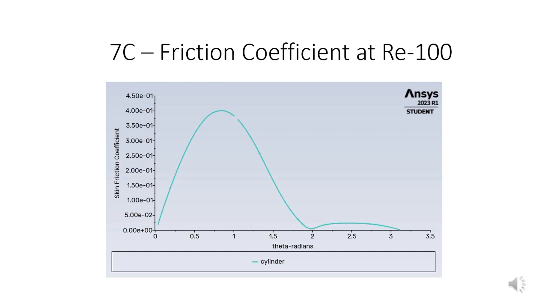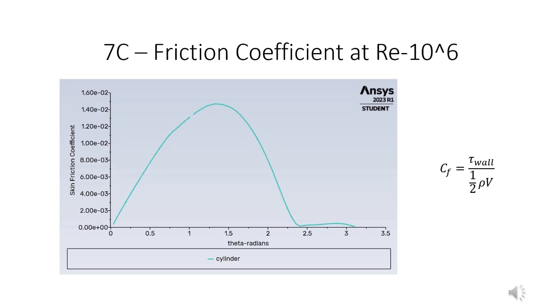In the RE 100 example, we see the CF value peak much earlier on the cylinder at 0.8 radians with a value of 0.4 before reaching 0 at around 2 radians. At this point, however, the value then increases again at 2.5 radians to 0.025. This is due to a wake being created behind the cylinder where the flow is recirculating. Lastly, in the RE 10 to the power of 6 example, we see a peak at 1.4 radians with a value of 0.016, followed by a decrease to 0 at 2.4 radians, then a second peak at 2.8 radians with a negligibly low CF.